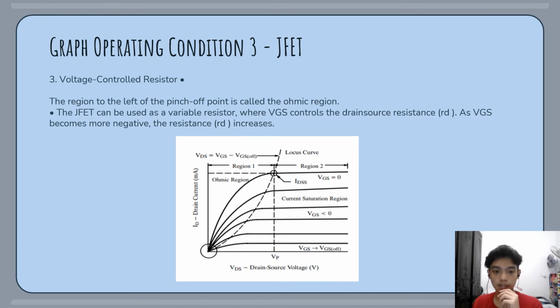Assalamualaikum and hi. My name is Muhammad Fazik and today I'm going to tell you about the graph operating conditions of JFET. Voltage controlled resistor. The region to the left of the pinch-off point is called the ohmic region. The JFET can be used as a variable resistor where VGS controls the drain-source resistance RD. As VGS becomes more negative, the resistance RD increases.